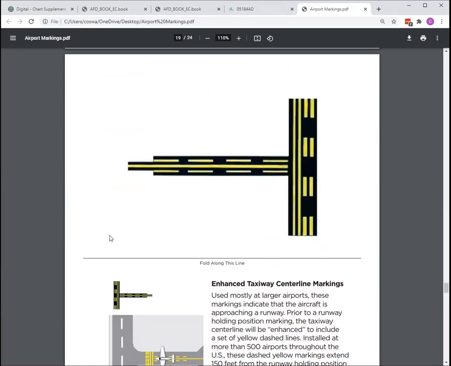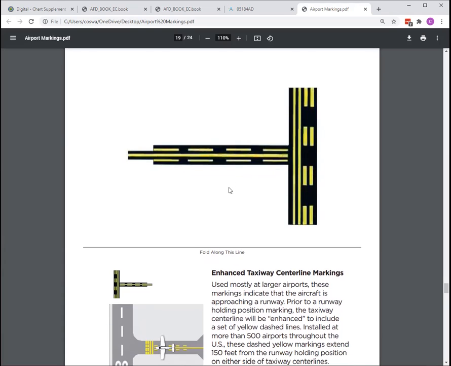This is used to help you line up with the taxiway better. So this has extra markings to help you identify that center line. And they kind of help with lining up for takeoff, basically. But there's not anything regulatory about these.